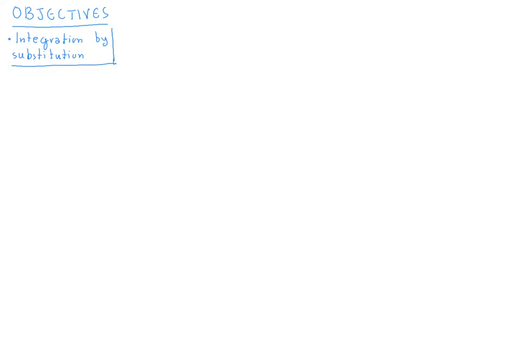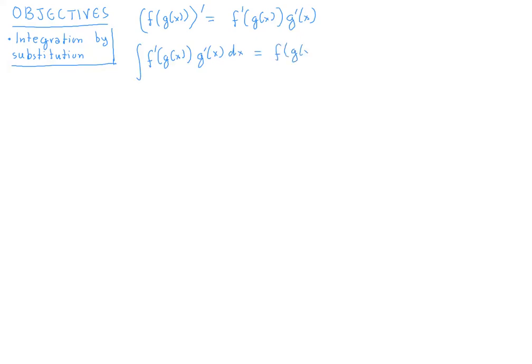So if you start with the chain rule, then the derivative of f of g of x is f prime of g of x times g prime of x. And that leads to the integration: the antiderivative of f prime of g of x times g prime of x is f of g of x plus c.